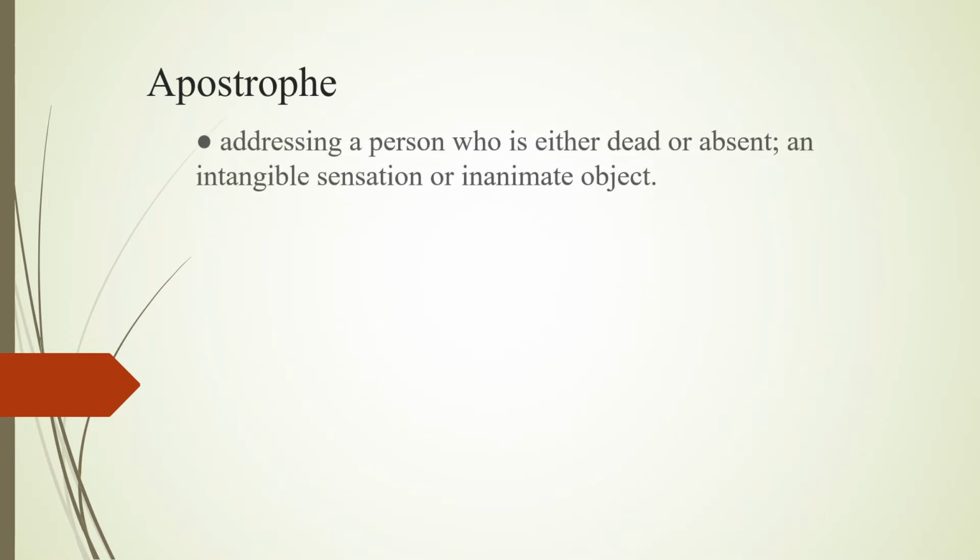We have also apostrophe. Apostrophe is addressing a person who is either dead or absent, an intangible sensation, or an inanimate object. It usually, not always, uses the word "O" or "Oh" with exclamation point. Example: Oh, Lord, let your will be done. Calling something that is unavailable to our senses, but we still believe does exist. Praying can be called apostrophe.